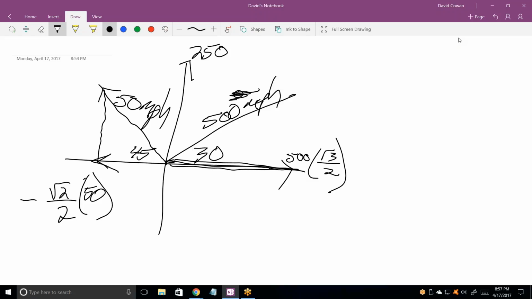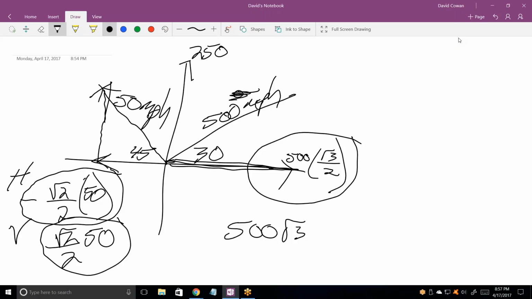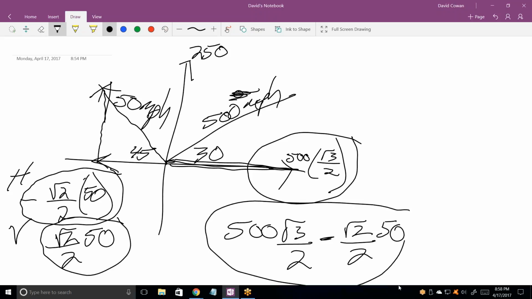Okay? And then its vertical speed is positive, root 2 over 2 times 50. So there's its vertical speed. There's its horizontal speed. This is the wind. So we're going to take the wind's horizontal speed and subtract it from the plane's horizontal speed. So we got 500 root 3 over 2, and that wind is working against it by this amount. So that would be the net horizontal speed of the airplane.